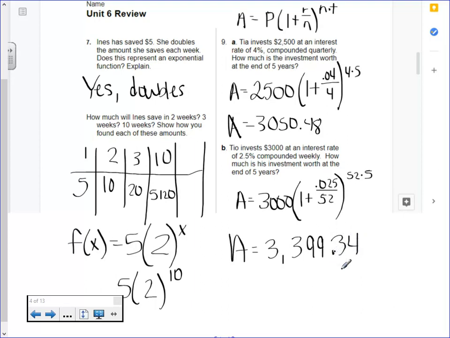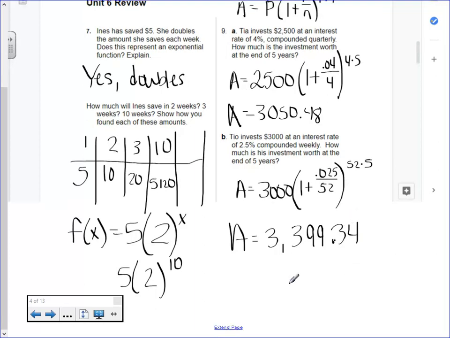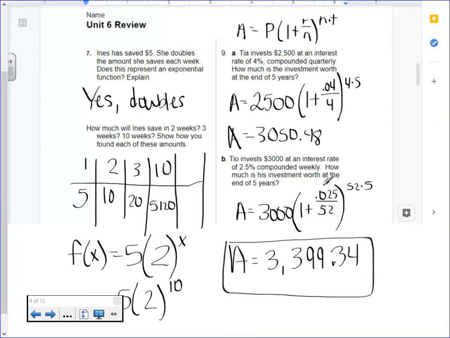Okay, so Tio ends up with $3,399.34. So the next question on C, I'm going to move over. Does everybody have that? 0.025. It's a really small percent. So if you did 2%, it would be 0.02. Since it's 2.5, you have to add that 5 in as well.